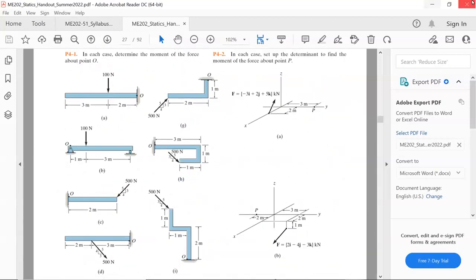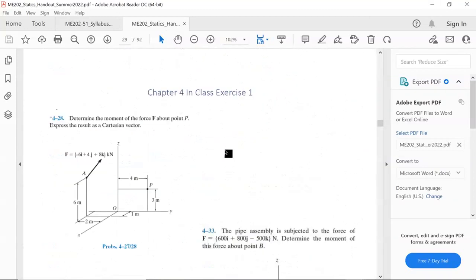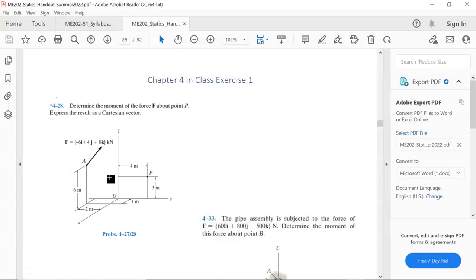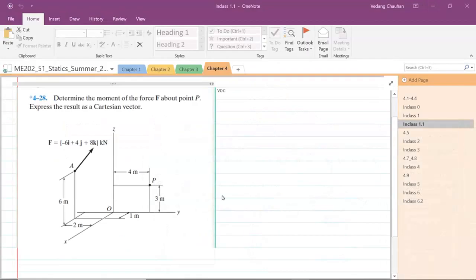Okay, so and then the next we will work on is in class exercise 1, we will work on this 3-dimension problem and we'll work on one more 2-dimension problem. So that's the plan for this video. So let's work on it.